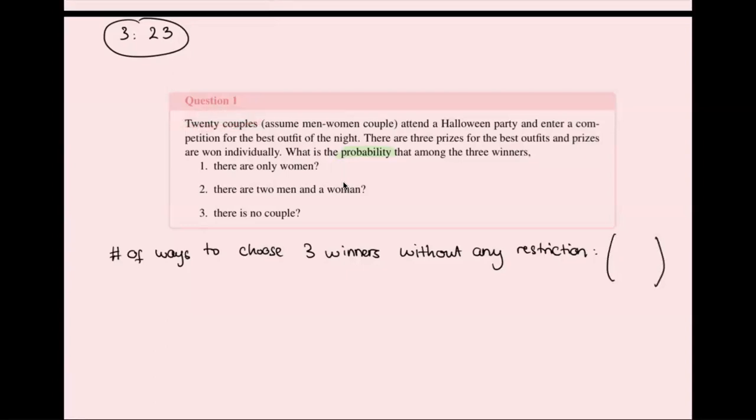We have 20 couples, right? Which means how many people do we have? Yes, we have 40 people. 20 couples is equal to 40 people. Out of those, I have 20 men and 20 women, just because the question assumed that it is a man and woman couple. So out of 40 people, I can choose 3 to be the winners. So this would denote the number of ways I can choose 3 winners from 20 couples without any restriction.